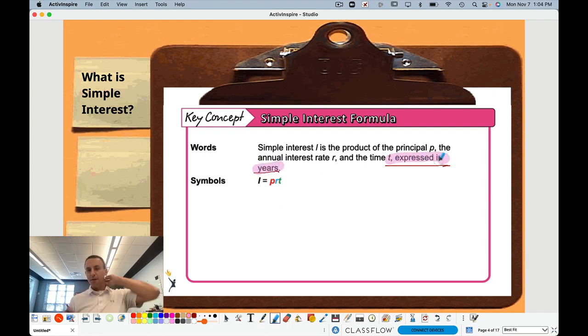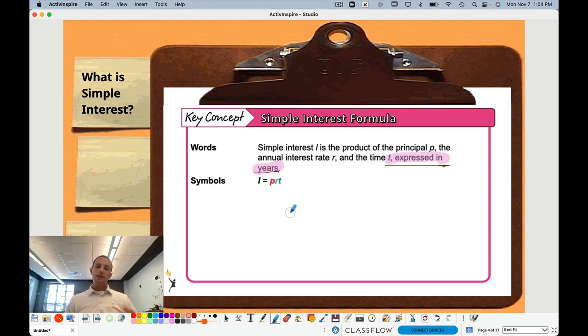It's not going to be by month. You might have a decimal point for years. You might have a whole number. Might have a fraction. If it's 18 months, you could do 3/2. You got lots of different ways to think about it, but it's expressed in years. Okay. So interest times principal times rate times time.